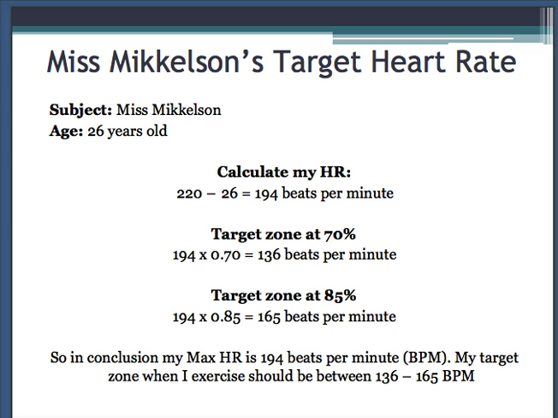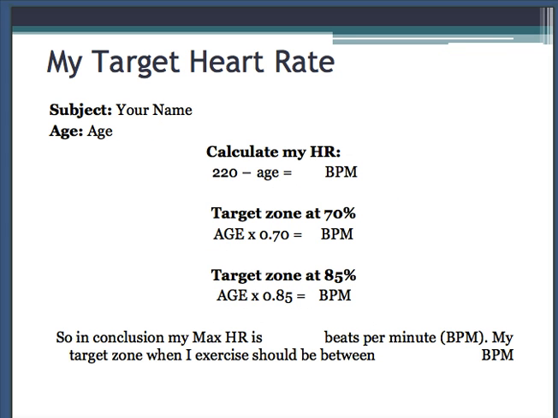Here's an example of a maximum heart rate. So hopefully this was a basic introduction to those energy systems and how you target them.